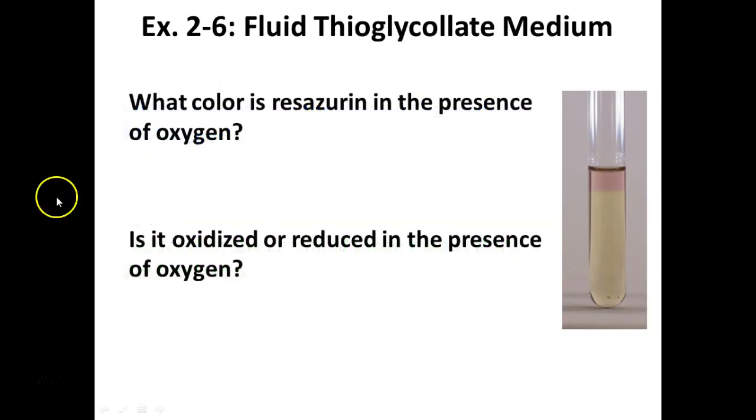Okay. So what color is the resazurin in the presence of oxygen? It's pink, right? So that's why we know that's where there's a lot of oxygen, because that reagent is also in this media and turns pink in the presence of oxygen. Is it oxidized or reduced? It's oxidized, which means it loses electrons. Oxidation is the loss of electrons. Why do we need this?